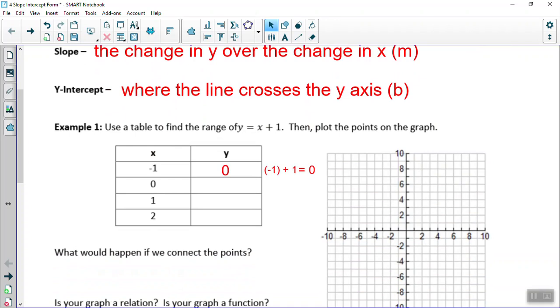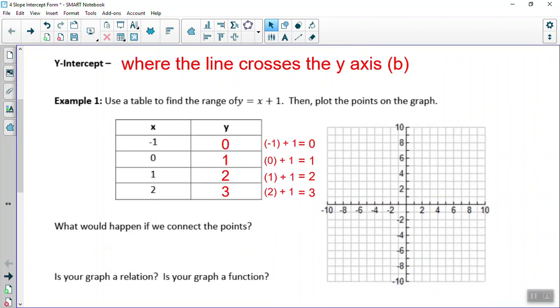Okay. I can take my 0, substitute that in for x. So 0 plus 1 gives me 1. Take my 1, substitute that in for x. 1 plus 1 is 2. And then I can take the 2, substitute it in for x. 2 plus 1 is 3. So now we have these 4 ordered pairs that we can graph.